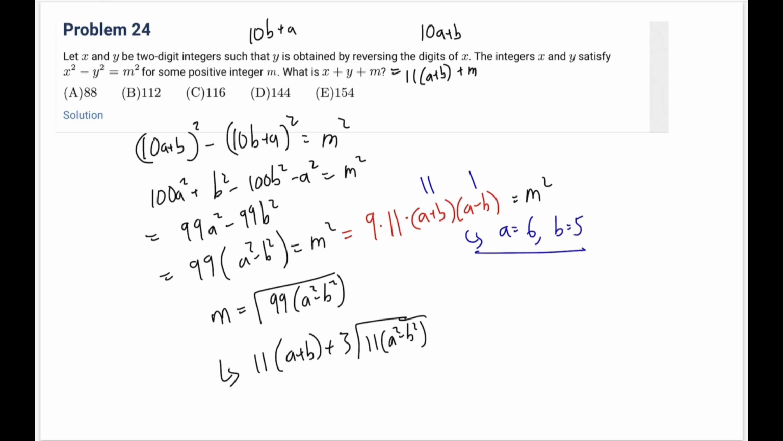And so if we put these values in, it's 11 times 11 plus 3 times 11, since these two multiplied give 11. So this is 11 times 11, which is 121, plus 33. This is 154. So the answer is E.